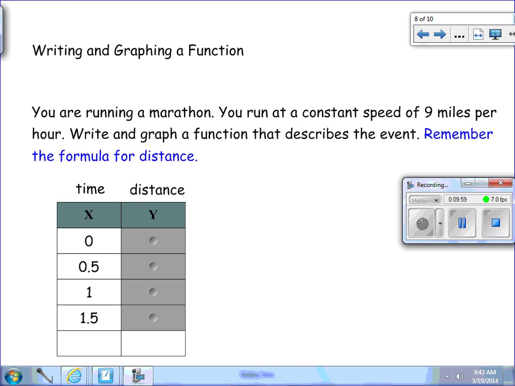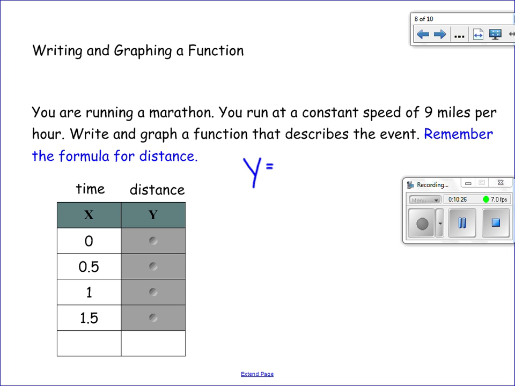So if you have a word problem and you need to write and graph a function, I'll give you an example of one. You're running a marathon. You run at a constant speed of 9 miles per hour. Write and graph a function that describes the event. Remember the formula for distance. So the situation can be represented by the function y is going to equal 9x. What you have been accustomed to is distance is equal to rate times time. And that's the same thing we're going to use, but we're going to be discussing the domain and the range. So y is equal to 9x, where y is the total distance you have to run, and x is the time in hours, just like it is in the formula that you're accustomed to.